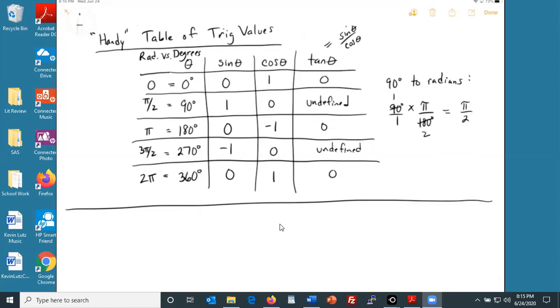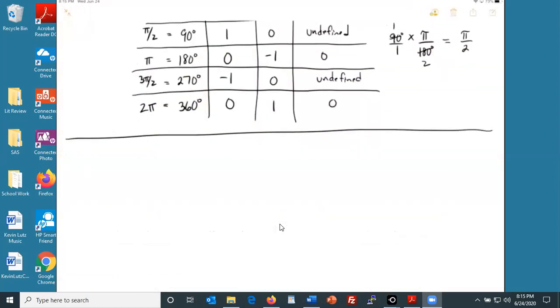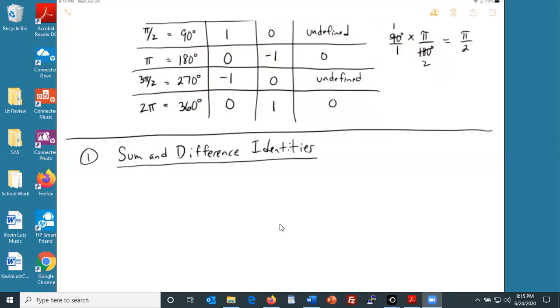The first type of identity in this particular section here is called the sum and difference identities. And sum and difference just means adding and subtracting. All right, and we have a couple here that we're going to be writing out. So there is a good bunch of these. All right, so the first one.